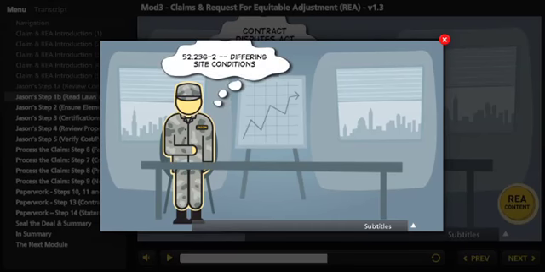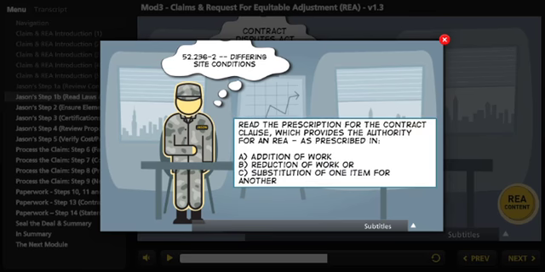REAs are used in accordance with the contract clause that allows for the request for equitable adjustment. REAs are not mentioned in the Contract Disputes Act, so the FAR and agency supplements provide the direction and guidance. REAs may be submitted for several reasons, such as A. Addition of work, B. Reduction of work, or C. Substitution of one item for another.